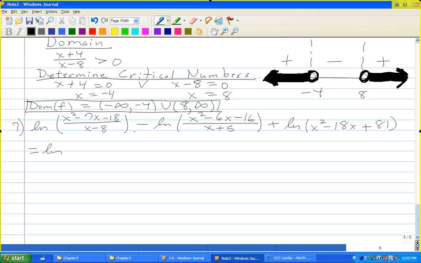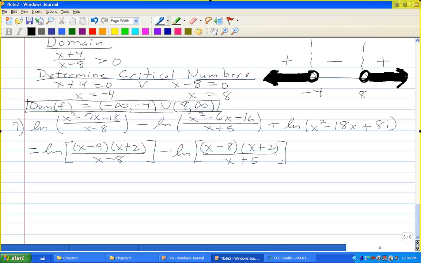ln. Let me just factor first before I do anything. So (x minus 9)(x plus 2) over (x minus 8), minus ln of (x minus 8)(x plus 2), at least those cancel, over x plus 5, plus ln of (x minus 9) squared.